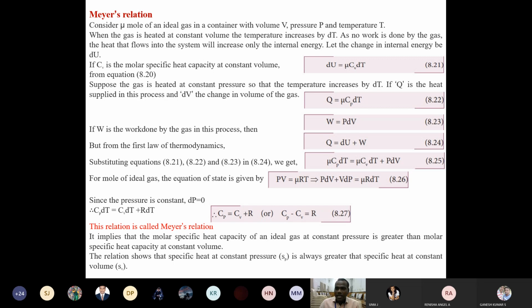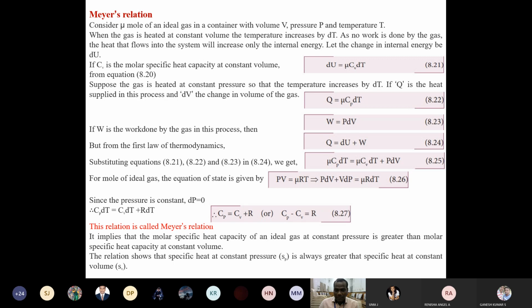Cp is equal to Cv plus R, or we can rewrite the equation as Cp minus Cv is equal to R. This is called the Mayer relation. So we just keep in mind Cp minus Cv is equal to R. Here Cp will be more compared with Cv, then only we can get Cp minus Cv. R is the universal gas constant. So it implies that the molar specific heat capacity of an ideal gas at constant pressure is greater than the molar specific heat capacity at constant volume.